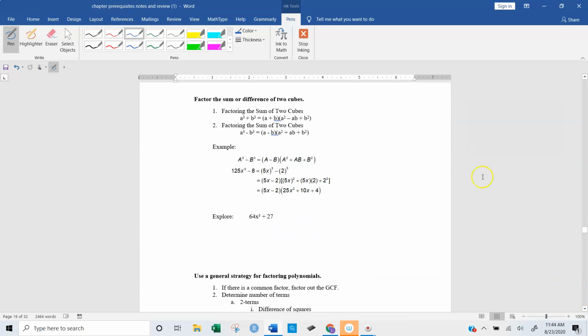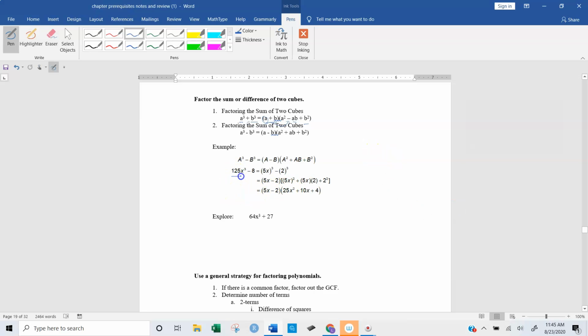All right, cubes. These are always fun. You have two formulas you basically just have to memorize. You take the cube root of the first, cube root of the second, and the sign. That's what goes here. Now you square the first, alternate the sign, multiply them together, square the last. And that's what you get for a perfect cube.